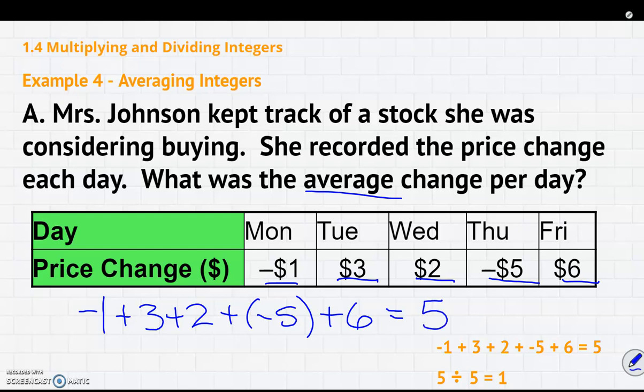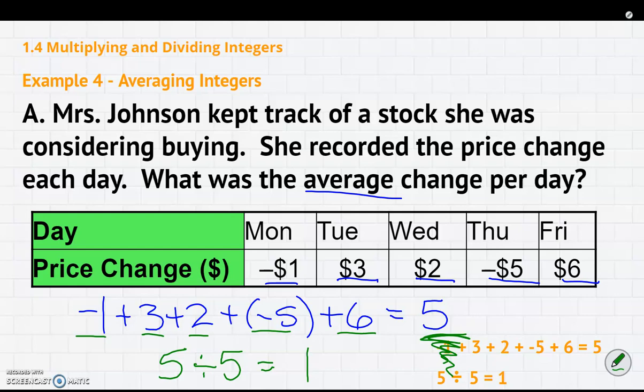And then in order to find the average, now 5 is not the average, 5 is the sum of those numbers, the total of those numbers. You take the total and divide it by how many numbers you added together. Well, we added 1, 2, 3, 4, 5 numbers together. So 5 divided by 5 is 1. Okay, so the average is 1. Well, we're talking about money here. So the average change was $1 per day. So I would say Mrs. Johnson could invest in this stock because she will, on average, gain $1 per day. She's not losing any money.